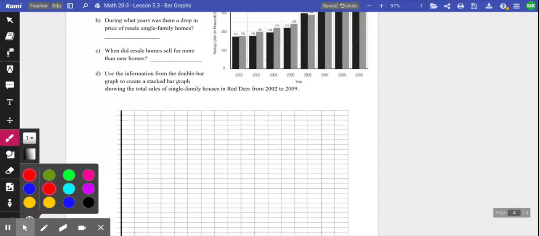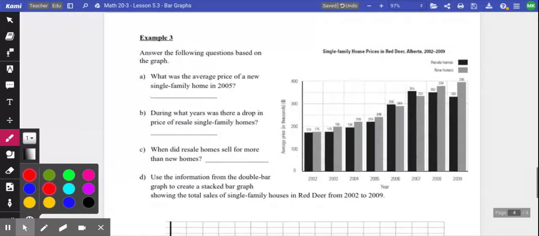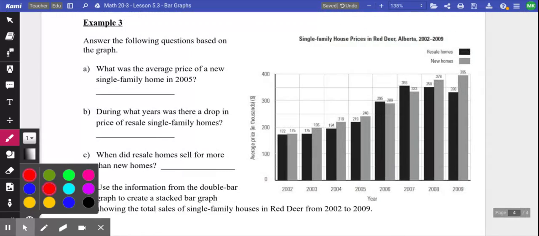We pop down here. If you want to try to answer these questions, feel free to pause and just give it a shot and then see if you got the right answer. I'll go through right now. So if we look at our graph, we have the years across the bottom and then the average price of a house in thousands of dollars.